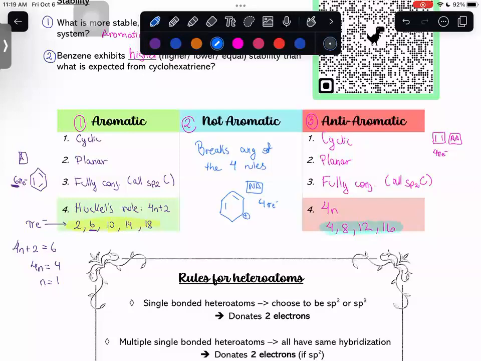What do you mean? Oh, yeah. Actually, for this chapter, I don't think you're going to get bicyclic structures like that. They're just going to be fused.